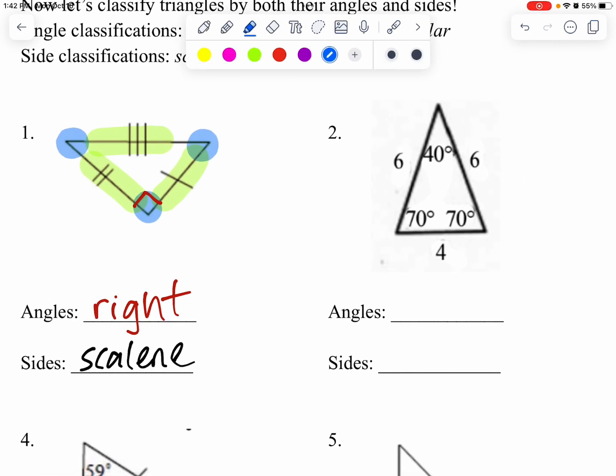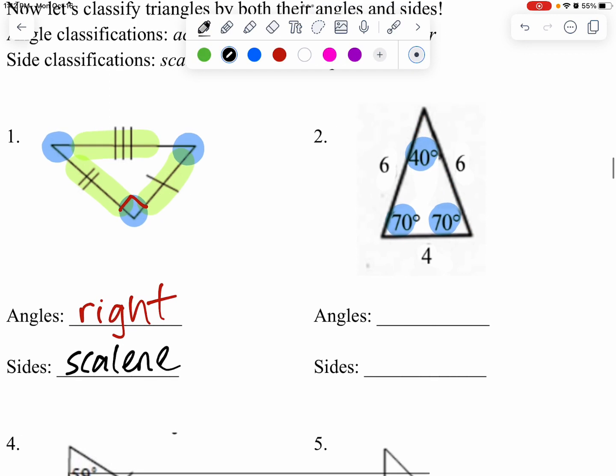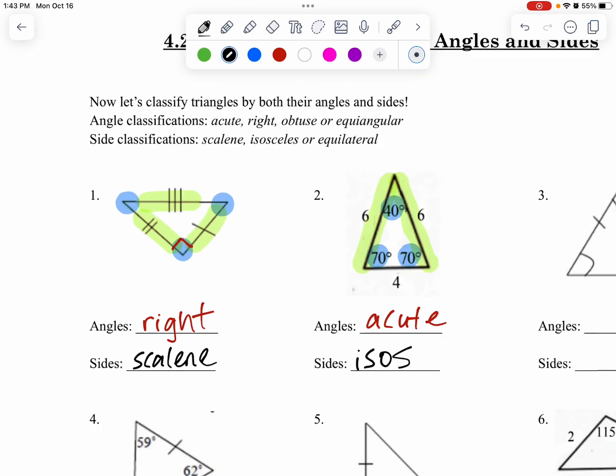Let's talk about number 2. I see a 70, and a 40. Okay, so all 3 of those are less than 90. I have no 90-degree angles. I have no obtuse angles, and they're not equal, so the only other choice there is acute because they're all less than 90. And let's look at our side lengths. I am noticing that I have 2 sides that are the same because they're both labeled 6. When you have 2 sides that are the same, that's called isosceles.